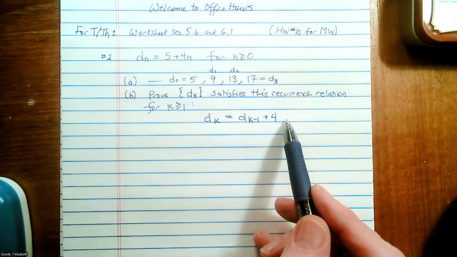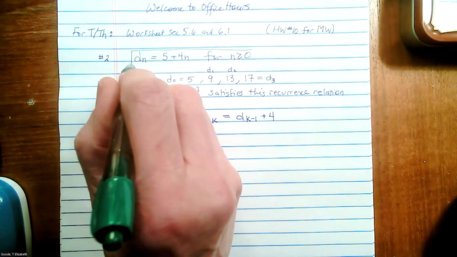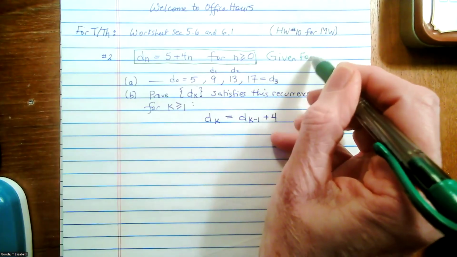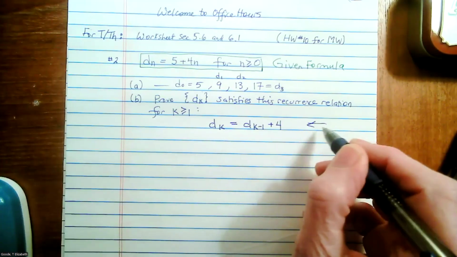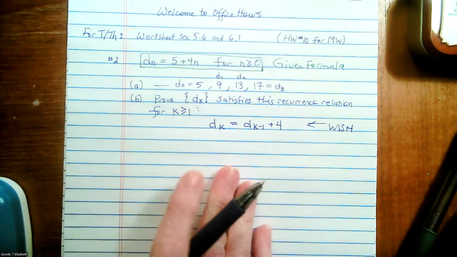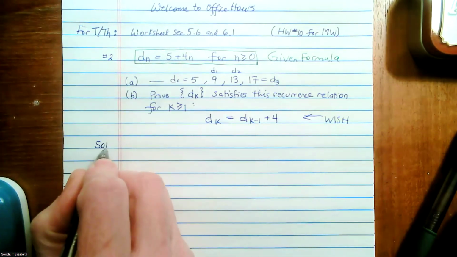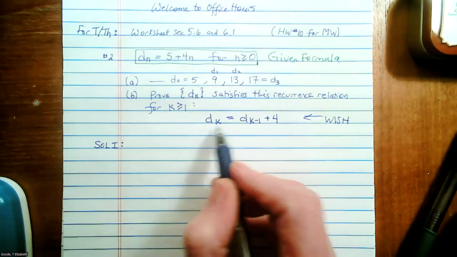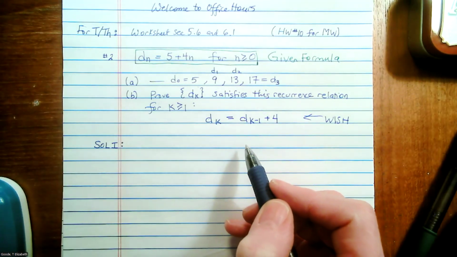So we want to prove that. We have this formula that's given to us. This is what's given, as opposed to what we wish. This is our wish. All right? And there's two ways to do this. Hey, folks, I see we're filling up. All right, so solution one. Does it matter which side of the equation we start with as long as we can turn it into the other side of the equation?